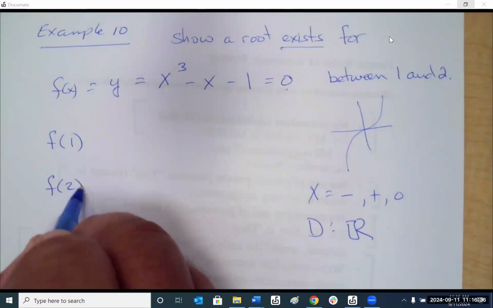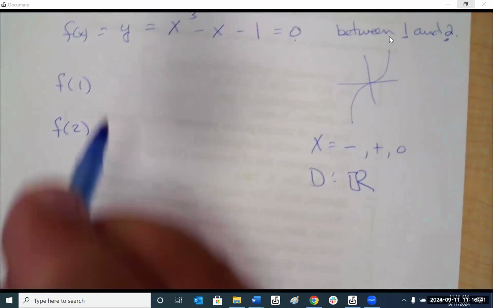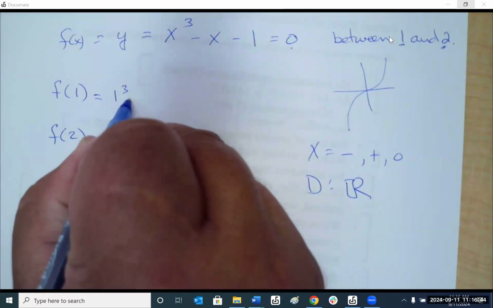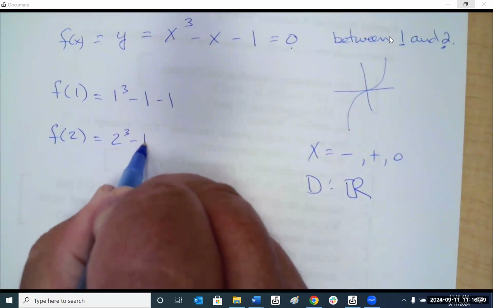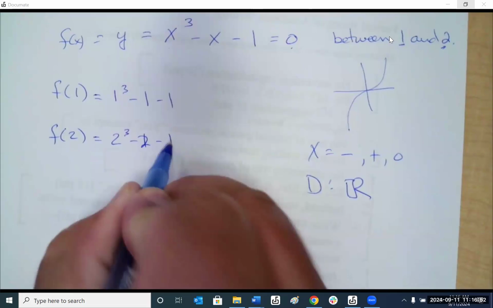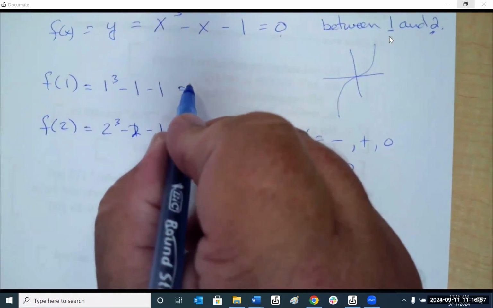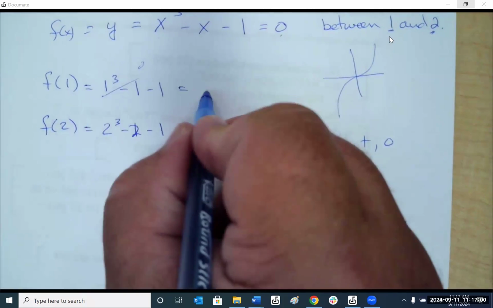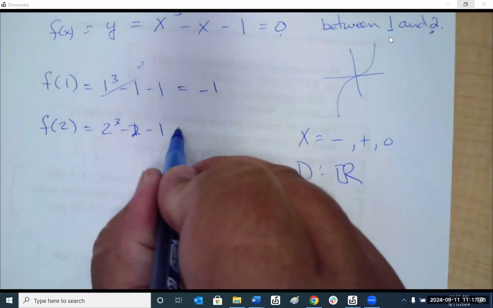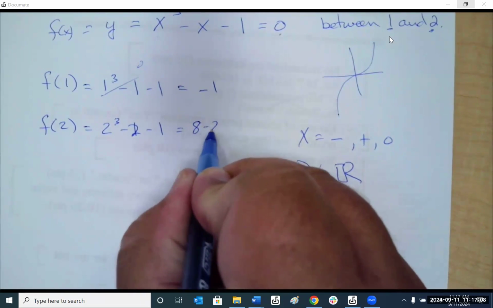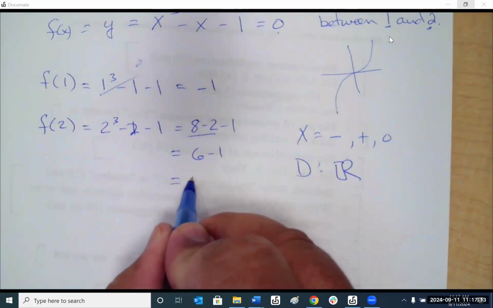Now we have to look at the values at the endpoints. Work those out. So 1 cubed is 1. 1 minus 1 is 0. So we have negative 1 there. 2 cubed is 8 minus 2 minus 1. 8 minus 2 is 6. 6 minus 1 is 5.